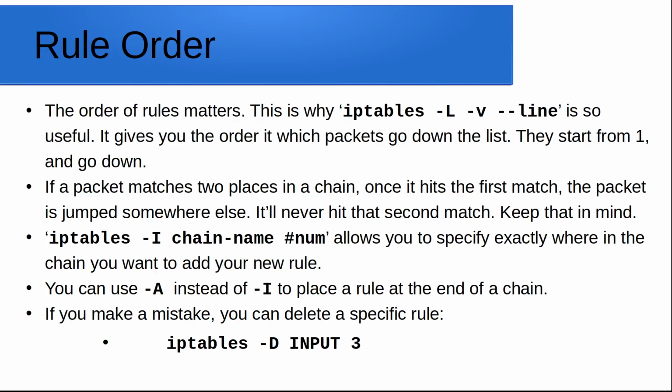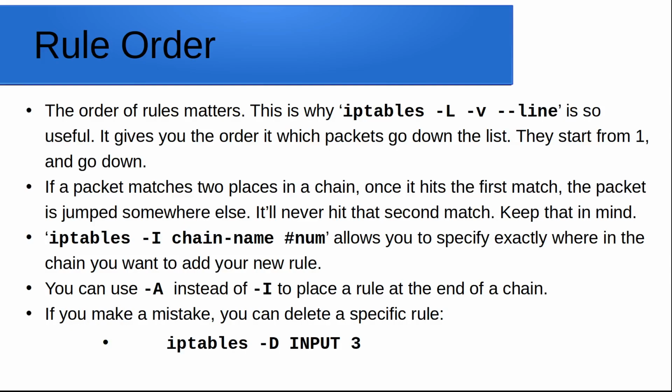Now, inserting rules with -I is useful. But remember, I mentioned earlier that iptables rules apply in sequence. So what happens if you want it to go lower in the chain? Well, there's an option. -I inserts it at the top of the chain. You could use -A instead, and that will append it to the end of the chain, which could be useful.